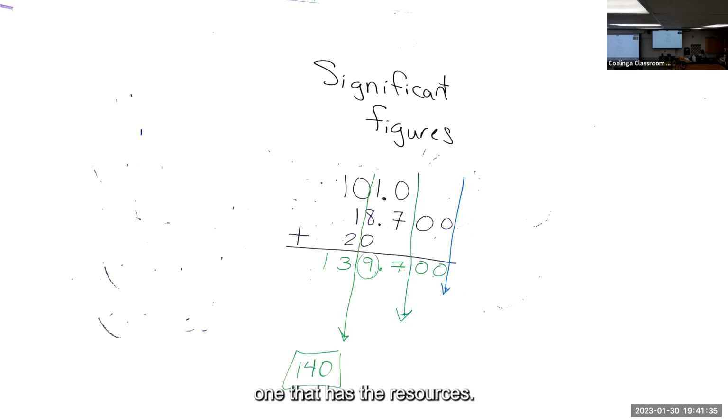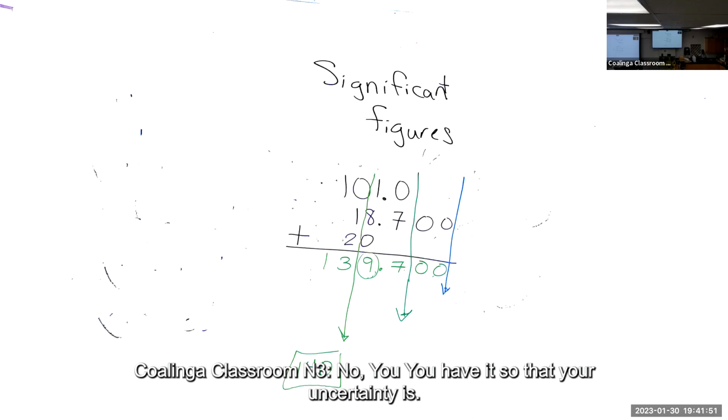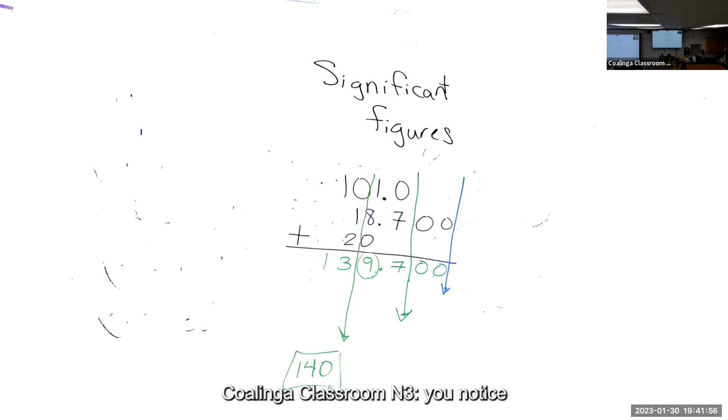So we're taking the example, the one that has the least certainty. That's the one that's going to sit there and dictate what goes on. Okay, does that make sense? You put the 140, do you keep the zeros? Yes, you keep them so that your uncertainty is still there. If you notice, your uncertainty is still there.